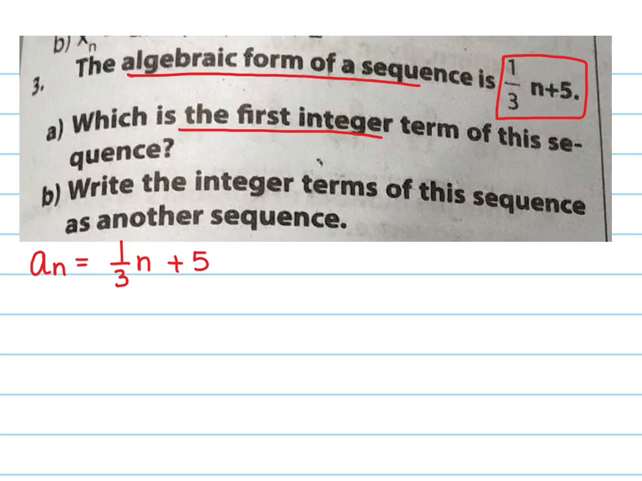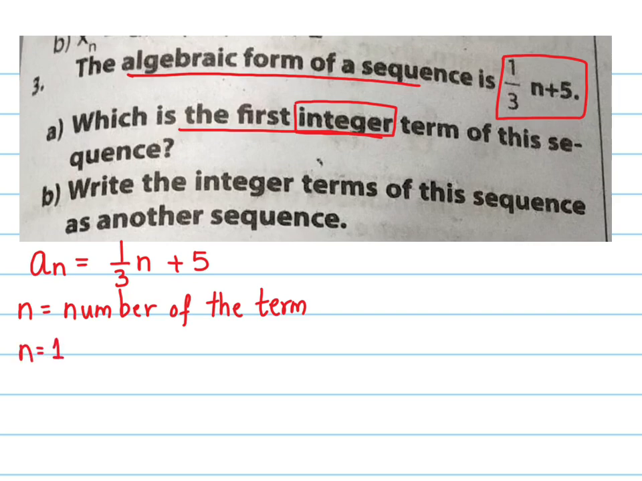First integer term. So integers are 0, 1, 2, 3, 4, 5 and minus 1, minus 2, minus 3, minus 4, like that. So positive numbers, negative numbers and 0. And we know that n is the number of the term. So first term, second term, third term, like that. And we want to find which is the first integer term.